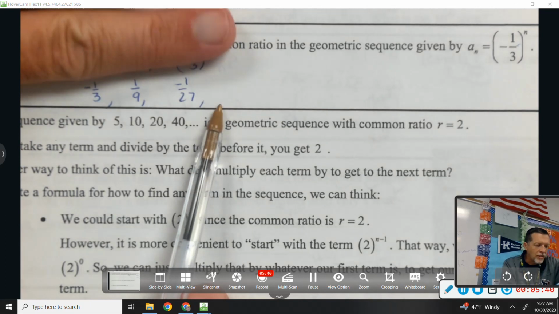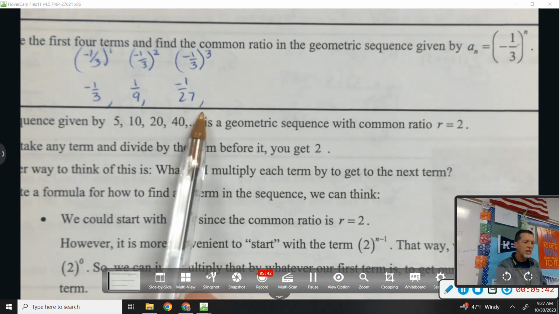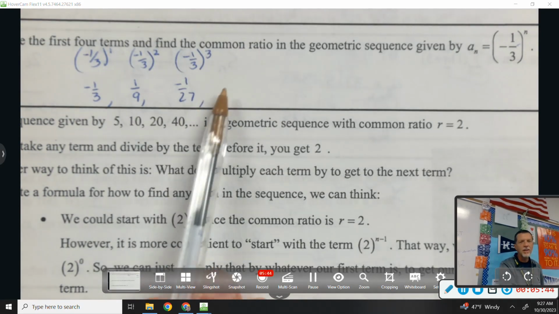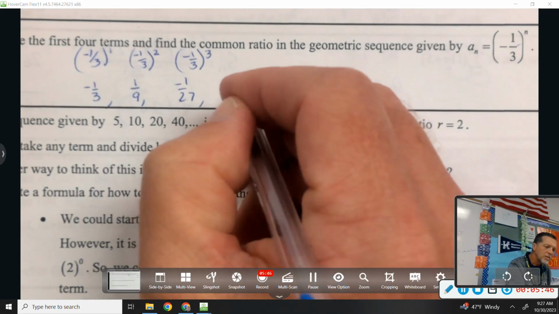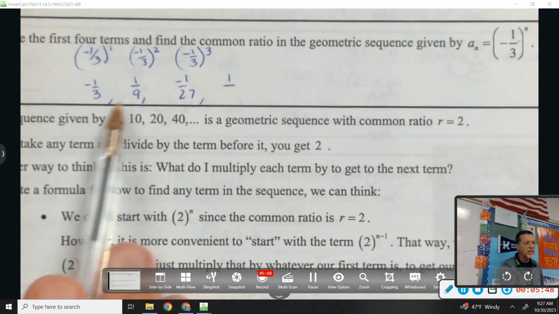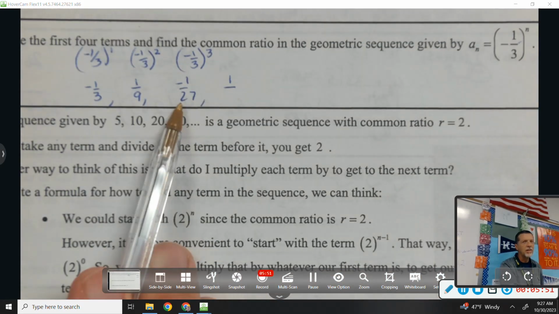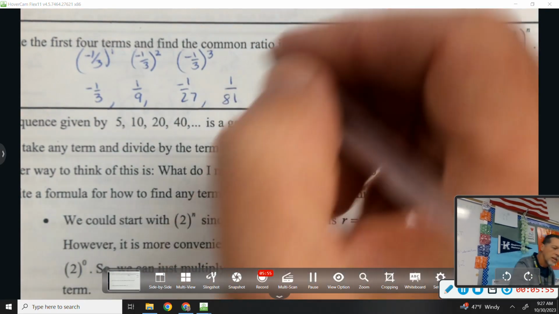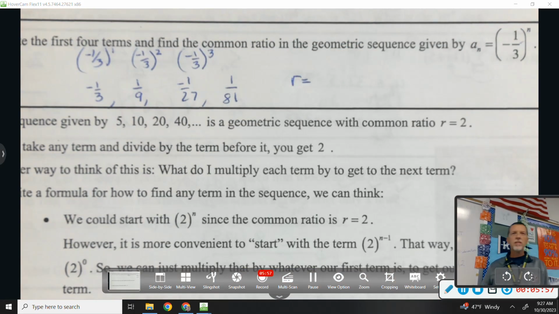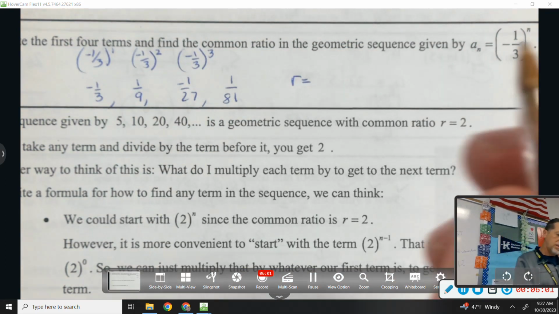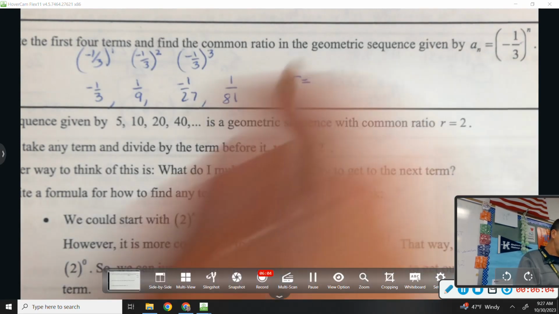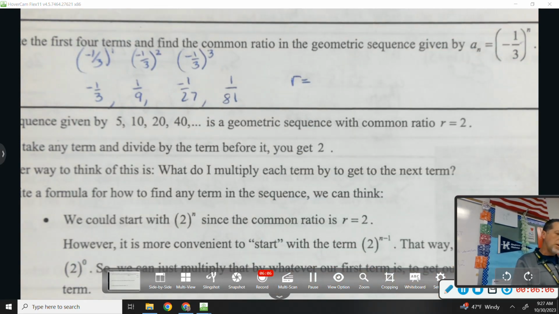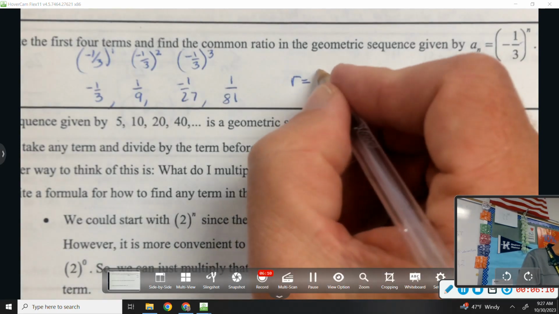So instead of looking at a formula, you look at your terms. What's the next term going to be? Positive 1 over what? 1 over 81. So what's my common ratio for this one? What am I multiplying by each time? Negative 1/3.